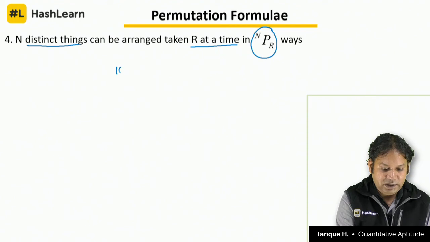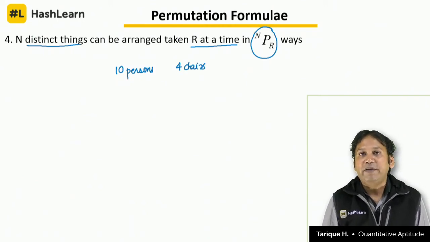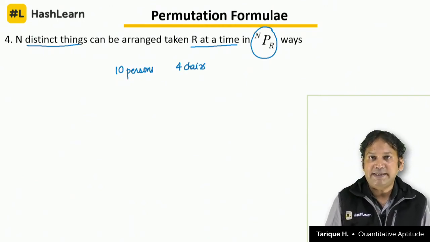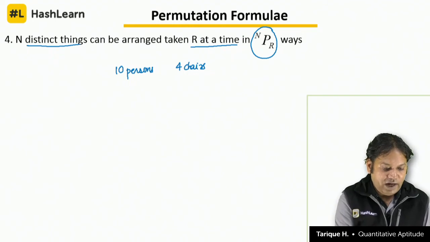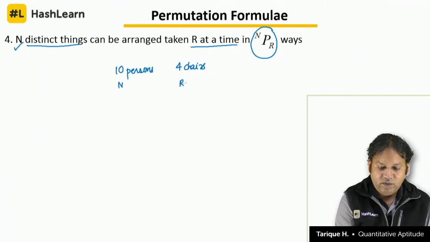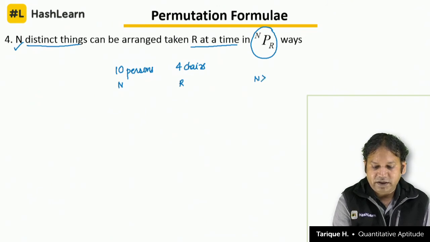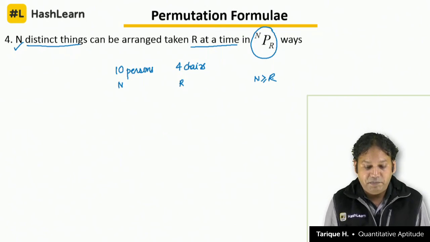So, there are 10 persons, but only 4 chairs. So, we cannot make all the 10 persons sit on the 4 chairs. So, we can find out in how many ways 10 persons can be seated in a row of 4 chairs. So, we are taking n things, this is your n and this is your r. Always keep in mind that n will be greater than or equal to r. n distinct things can be arranged taken r at a time in nPr ways.